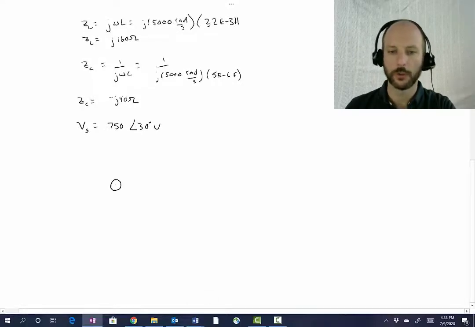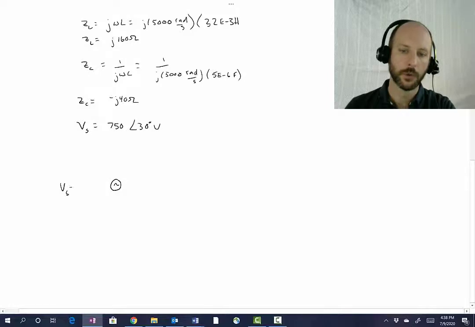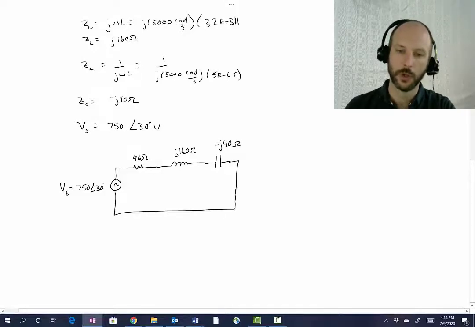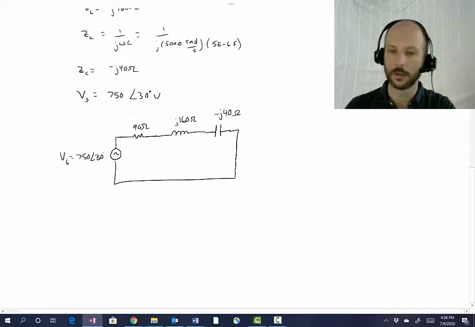So now what we need to do is just redraw the circuit in the phasor domain. We replace the time domain voltage source with its phasor equivalent and all the passives with their impedances. So 90 ohms, j160 as we calculated, and then minus j40 for the capacitor. So that is what is considered the frequency domain transfer of the time domain circuit. It looks pretty similar. We've just replaced everything basically with phasors and impedances instead of time domain expressions and resistance, capacitance, and inductance. So pretty straightforward operation there.